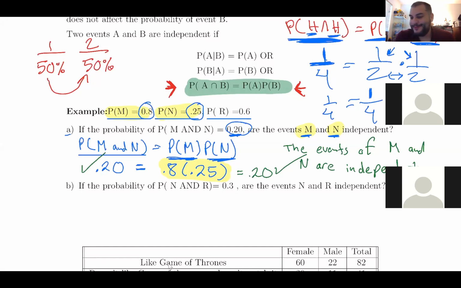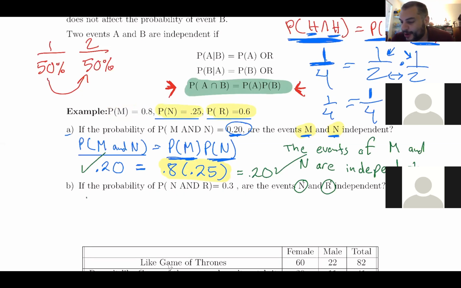All right, let's do B. For B, it says if the probability of n and r is equal to 0.3, are the events n and r independent? Now we want to test to see if the events n and r are independent. So we're going to use the probability of n and the probability of r, because those are the two events we're testing.